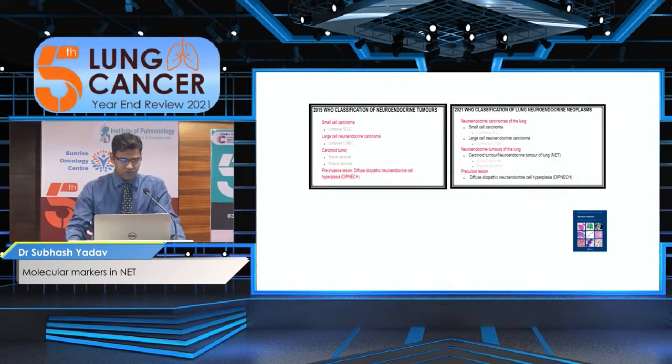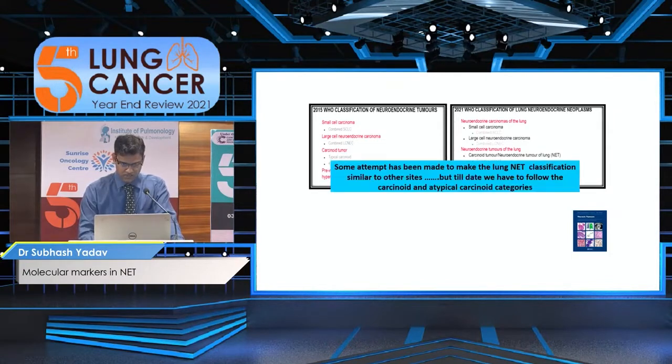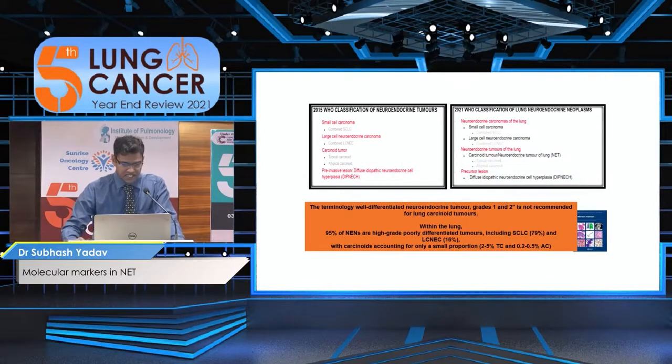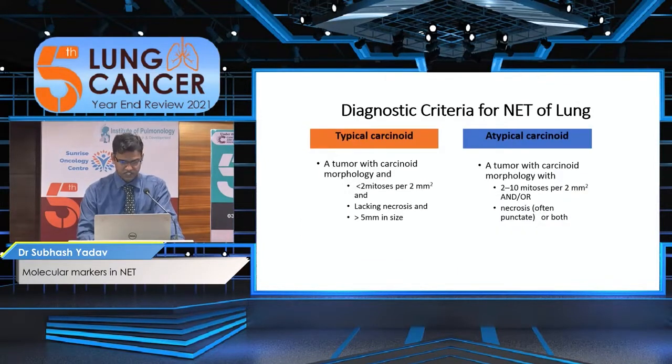There has been an attempt to classify them. Here we have the 2015 classification, which was on the basis of small cell, large cell, and carcinoid, but in the upcoming 2021 classification there has been an attempt to make it uniform as per the other organ systems. But still, till date, we are following the carcinoid and the atypical carcinoid. Why is this in lung? Because the majority of lung neuroendocrine neoplasms are poorly differentiated, be it small cell or large cell, and very small proportions are true carcinoids or atypical carcinoids.